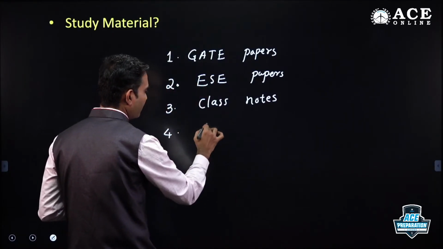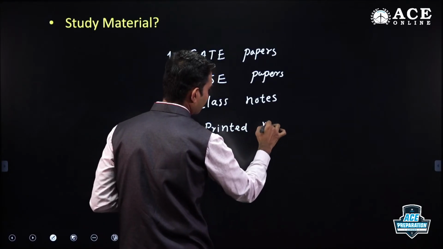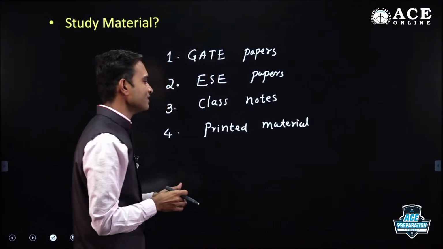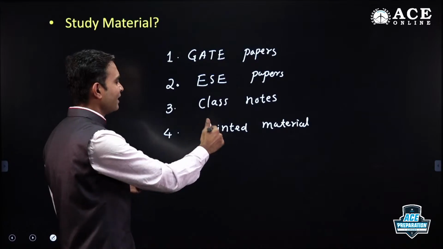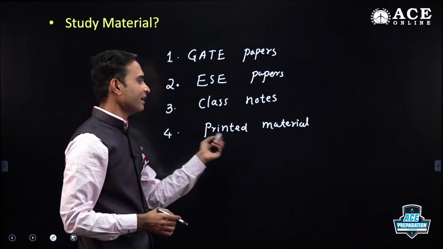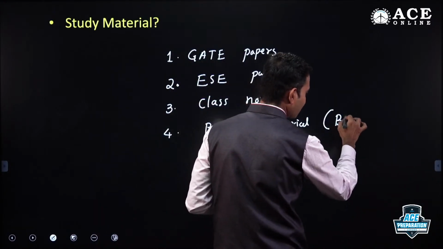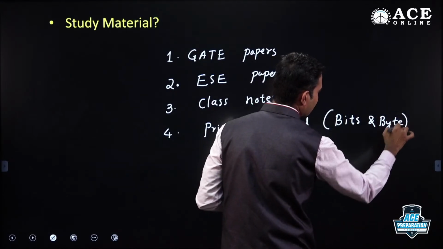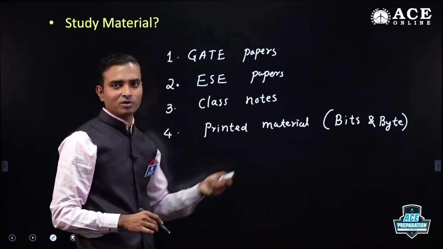Then you should have printed material from coaching class, such as classroom practice questions, homework question, because those questions will be designed as per GATE and ESE level. So you can use our ACE Engineering Academy material, especially Bits and Bytes book by ACE Engineering Academy. This is very good. So you'll see good quality questions in Bits and Bytes book.